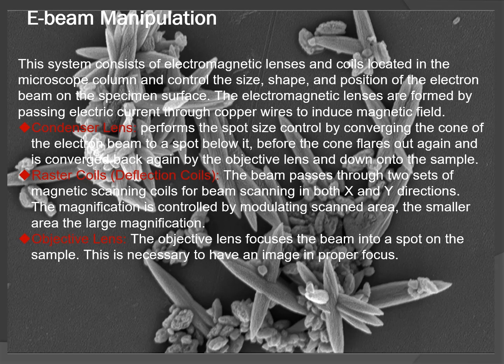The beam passes through two sets of magnetic scanning coils for beam scanning in both X and Y directions. The magnification is controlled by modulating the scan area. The smaller the area, the larger the magnification. The objective lens focuses the beam onto a spot on the sample. This is necessary to have an image in proper focus.